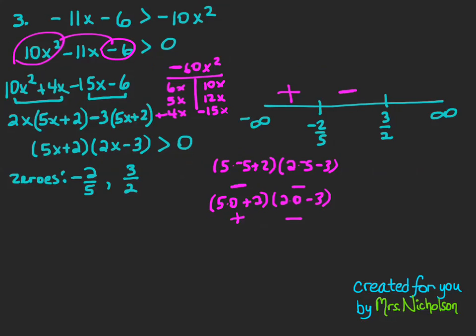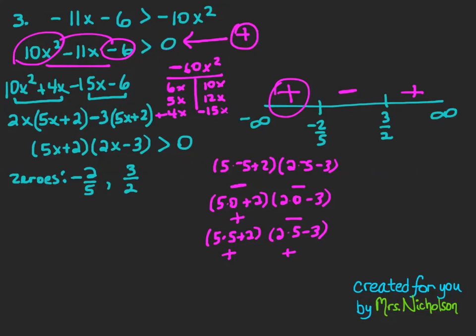Finally, in my last interval, I'll choose positive 5. So if I do 5 times 5 plus 2, that's going to give me a positive number. And if I do 2 times 5 minus 3, that also gives me a positive number. And positive times positive is positive. Now I failed to identify what we were looking for here. Let's go back to our inequality right here at this step. You can see that we want our polynomial to be greater than 0. So if I'm greater than 0, that means that the positive intervals, those are going to be my answer.